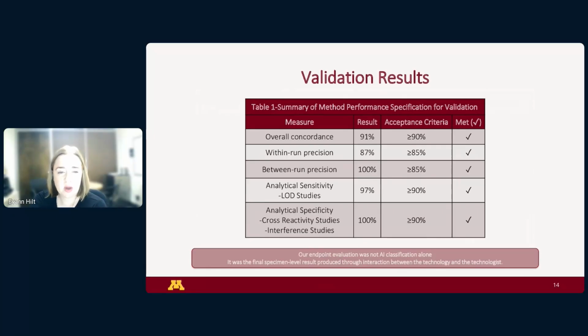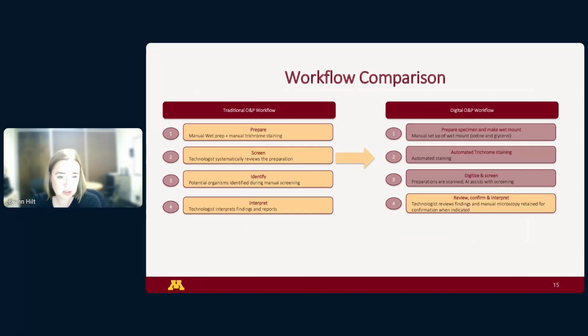So again, I just want to go back to the actual workflow comparison and what truly changed for us. What I have here on the left-hand side of the screen is our traditional workflow, in four steps of prepare, screen, identify, and interpret. And those are the measures that were maintained there.